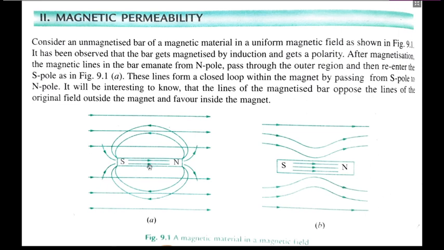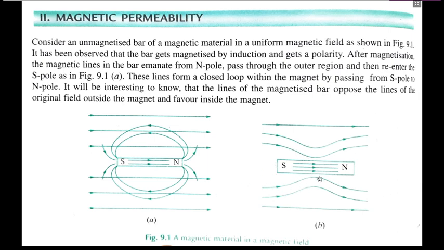Now lines of magnetic force always emerge out from the north pole and enter into the south pole. Look at the direction of the external magnetic field, and the direction of the magnet which was unmagnetized but, once placed in the external magnetic field, got magnetized. Its own line of magnetic forces opposes the external magnetic field, whereas the line of magnetic forces within the bar magnet which got magnetized is in the direction of the external magnetic field. This is how the lines of force respond to the magnetic material.